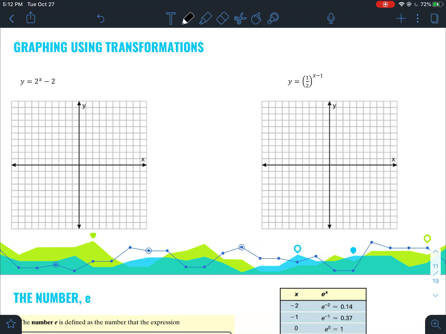All right, so go ahead and see if you guys can graph both of these using transformations. So pause the video and see if you can use the parent function to graph these two.